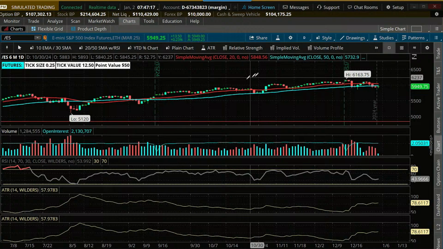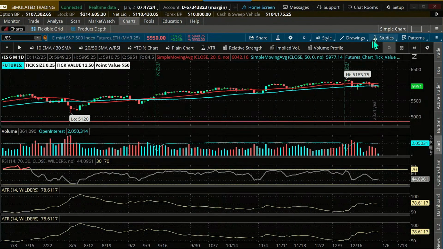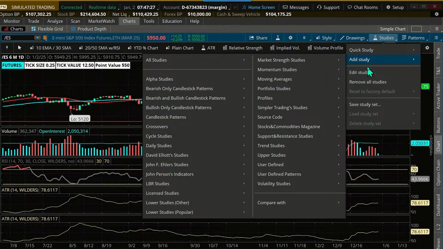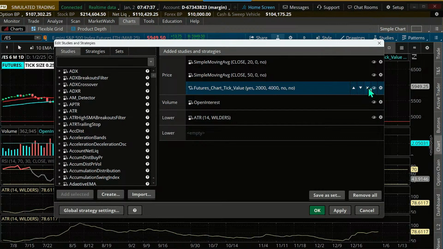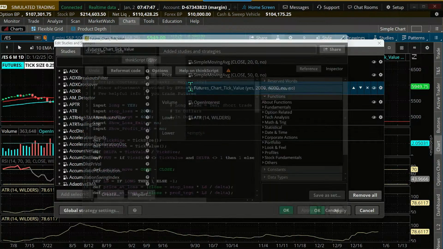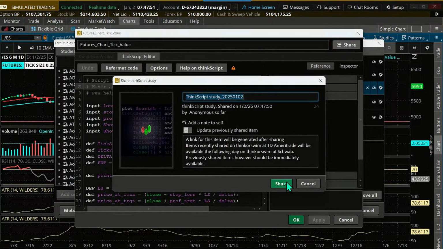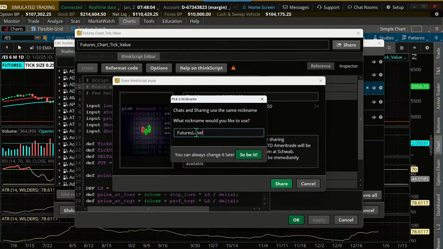So you can use this script if you want, and I'm going to share this script with you here. So let me go to my studies. Actually, let me just do this. Let me get rid of that and that, and I'm going to pull this up. I'm going to share this script with you. Share. We're going to call this futures label. Doesn't want the space in there. Futures label. Okay.